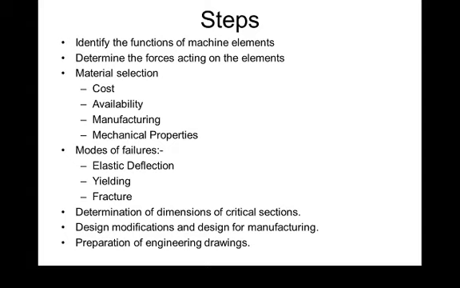In material selection, it should consider cost and availability, manufacturing and material mechanical properties. If we have selected a material which is very good but it is not cost effective, then such materials are not helpful. The next one is failure. What are the different failure modes? That is elastic deformation, yielding, fracture, breakage, whatever the modes of failure may be, that all should be decided. Then determination of dimensions of the critical section, design modification and design for manufacturing, preparation of engineering drawings. This is the routine process of a design.